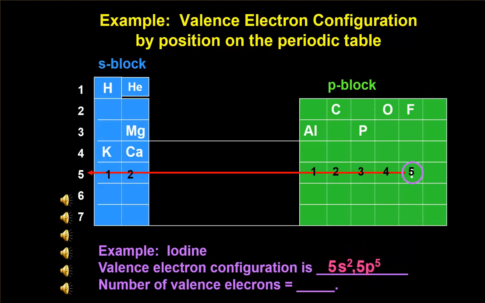Lastly, I want to determine how many total valence electrons iodine has. And when I do this, it doesn't matter whether they're S's or P's. I need to look at the highest energy level that iodine has electrons in, and we already decided that was the 5th energy level. I need to count all of the electrons that are in the 5th energy level. So I do add up the 2 that are in the S plus the 5 that are in the P, and that gives me a total of 7 valence electrons.